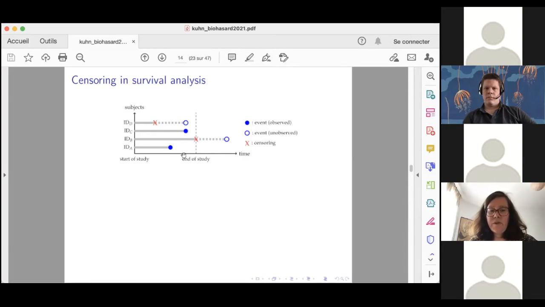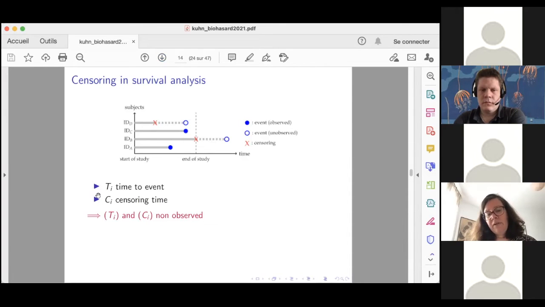And for the 2 other people, we have censoring for different reasons. So here, for example, we didn't observe the event, which occurs after. It's not specified here, but maybe this individual goes out of the study for personal reasons, I don't know. And here in the second situation, the event occurs, but after the end of the study. And so we have to model this censoring effect.